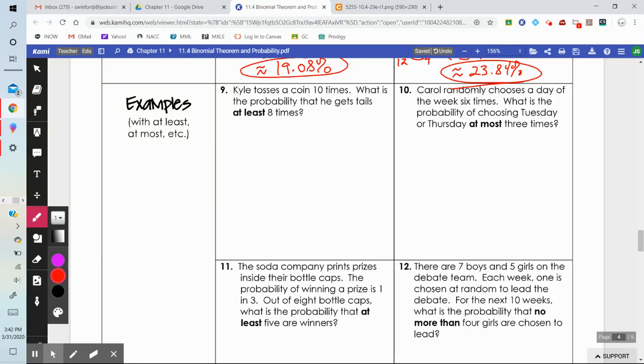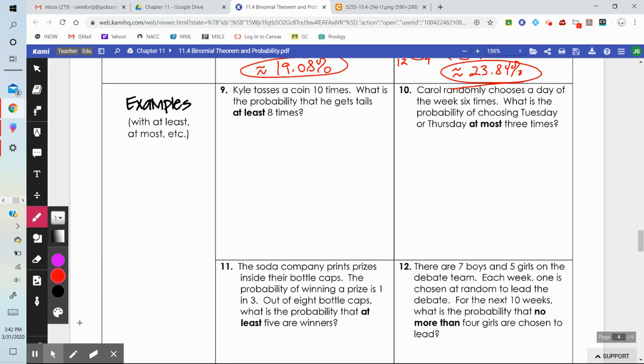Now these are a little bit different because I want to point out that on these, instead of exactly, it's going to be, okay, Kyle tosses a coin 10 times. What's the probability that he will get tails at least 8 times? So this is going to require a little bit more work because if he gets tails at least 8 times, that could be 8 times, 9 times, or 10 times. So we're going to have 3 different problems to work out here.